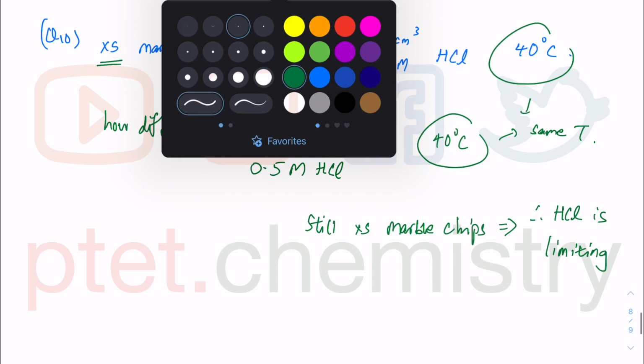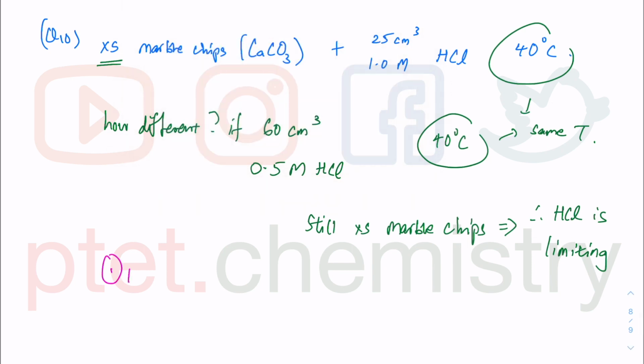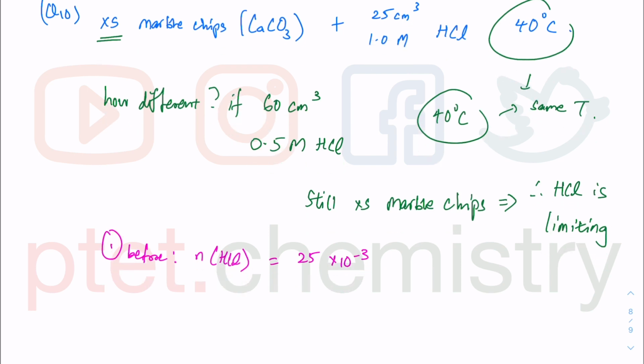Alright, so the first thing I would do is work out the mole of HCl used, which is going to be 25 times 10 to the minus 3. To convert cm cube to dm cube, times 10 to the minus 3 means divide by 1000. So times 1.0 mole per dm cube, and that gives me 0.025 mole.